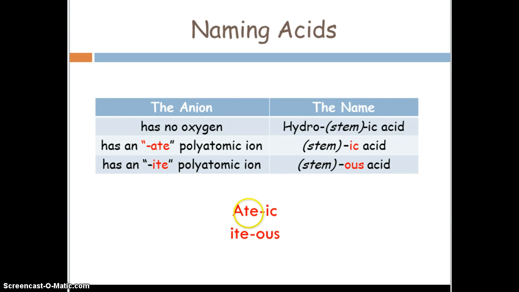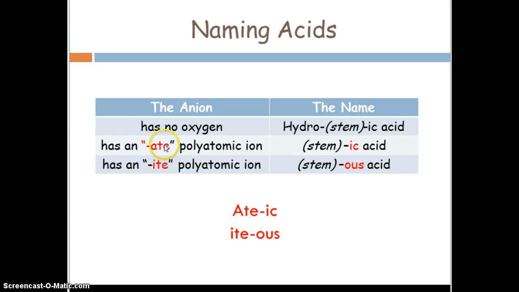So if you look at the table on the board, you can see that where it says it has no oxygen, that's when the hydro- stem acid comes in. So things like hydrochloric acid, hydrobromic acid, hydrofluoric acid. All of those are examples of acids without an oxygen. So that's just a nonmetal bonded to a hydrogen at the front, because all acids obviously start with an H.